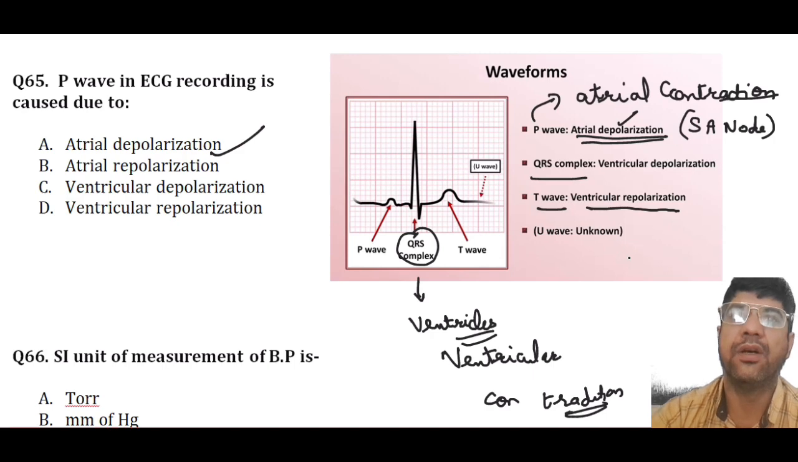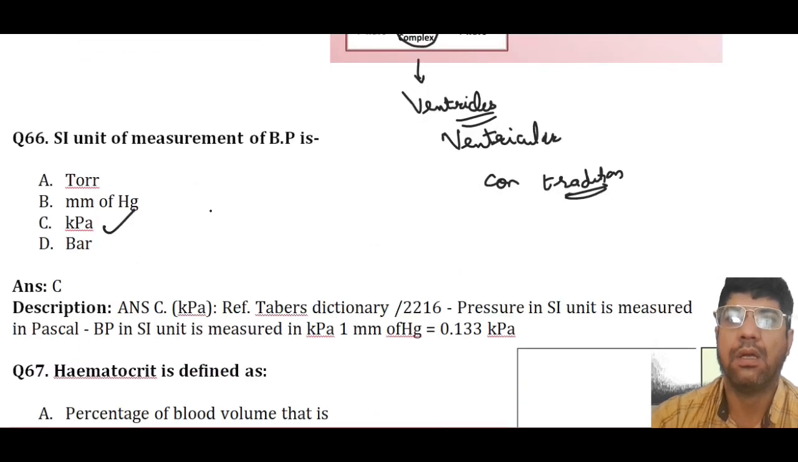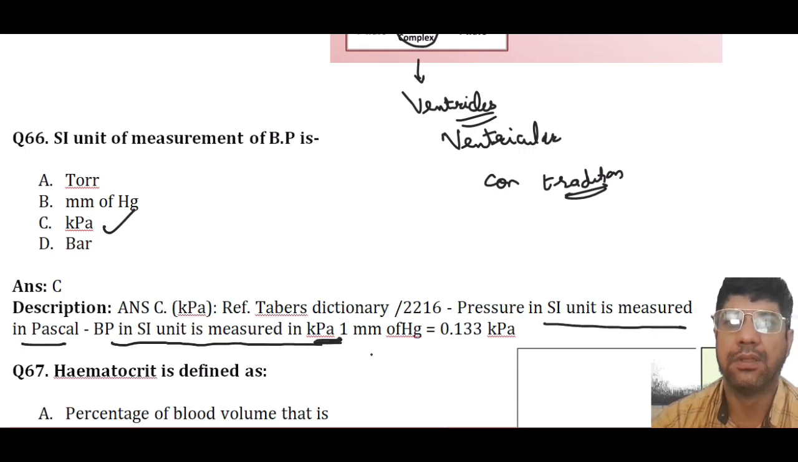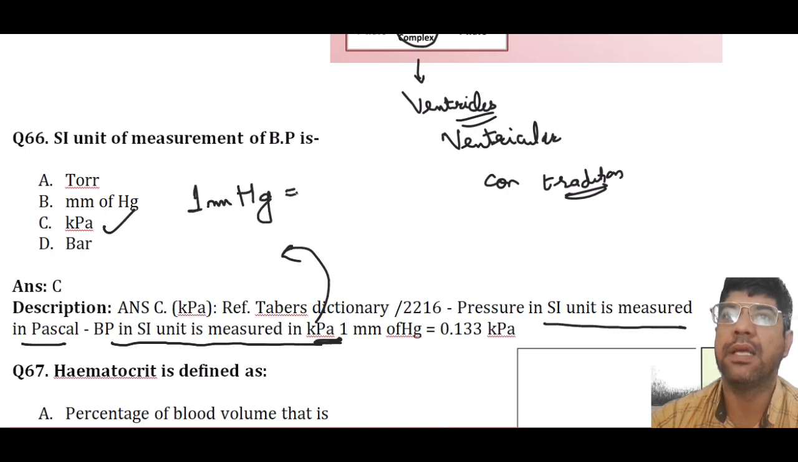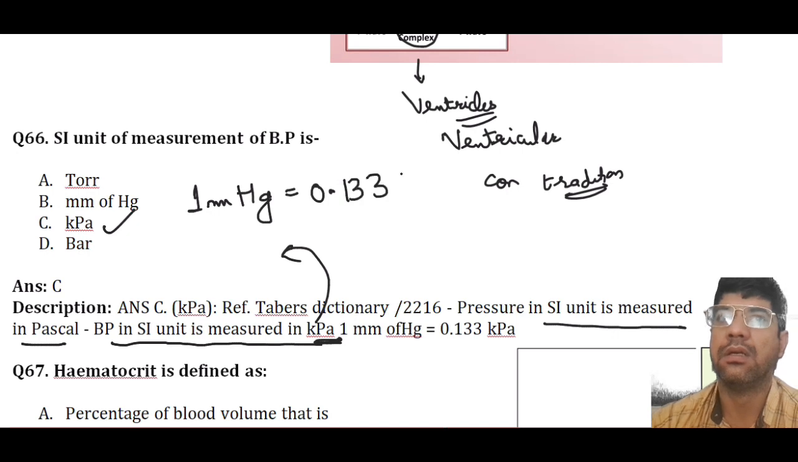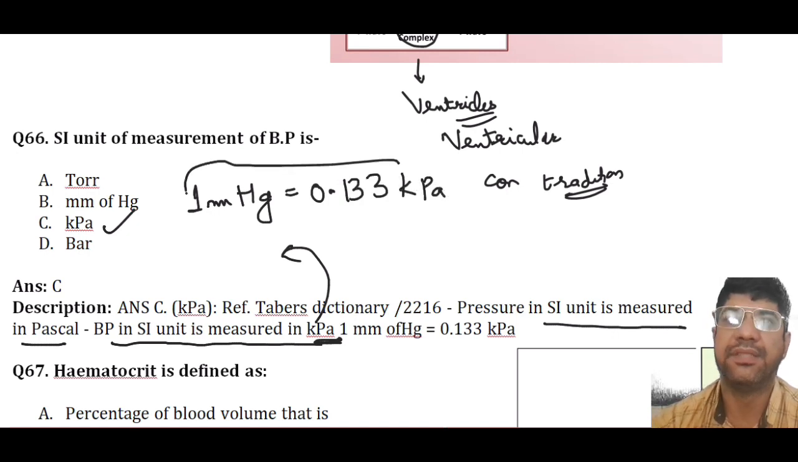The SI unit of measurement of BP. Well, the SI unit of measurement of BP is the kilopascal. The pressure in SI unit is measured in pascals. BP in SI unit is measured in kilopascals. And 1 mm of mercury is equal to 0.133 kilopascal. That is the conversion.